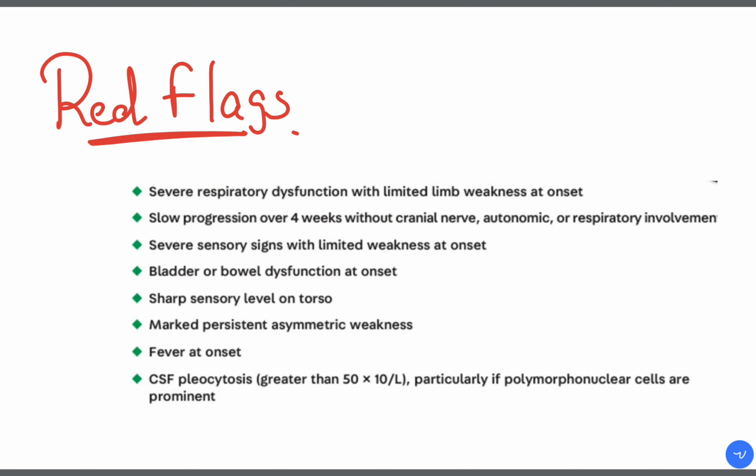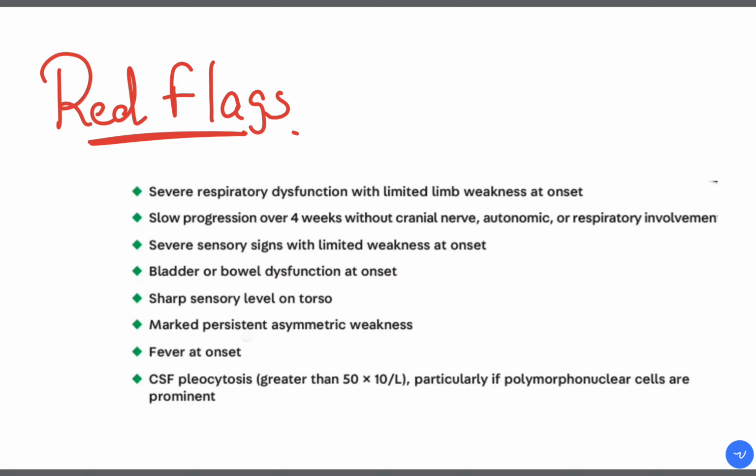So basically, at onset, there has to be some motor weakness present. Then subsequently, minor sensory symptoms will also occur. But if sensory symptoms are at onset only, then you must consider other diagnoses. Bladder or bowel dysfunction at onset. Again, bladder and bowel dysfunction in GBS occurs in the later part of the illness, not at the onset. Also, if there is a sharp sensory level in the torso, a sensory level present must tell you that there can be a spinal cord pathology, not GBS.